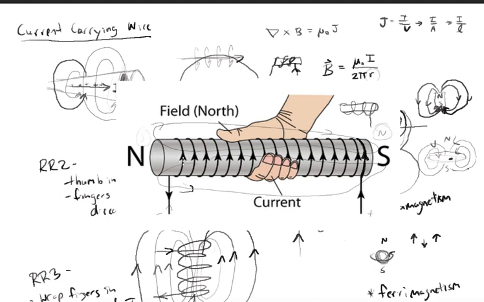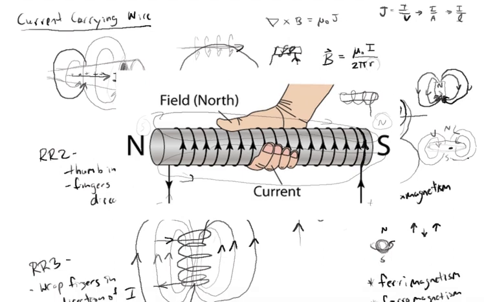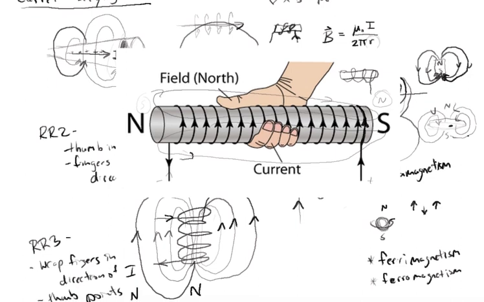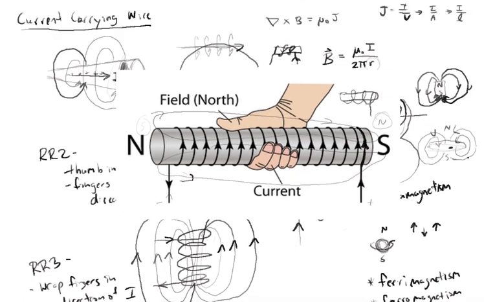So either flip the current or change the direction that you have this wrapped, and that'll switch which is north and south. So be very careful with this one. It can be a little tricky. I see a lot of students messing up on that one. Spend some time trying to think about that one for a bit. Okay, I think that's pretty much everything for this video.